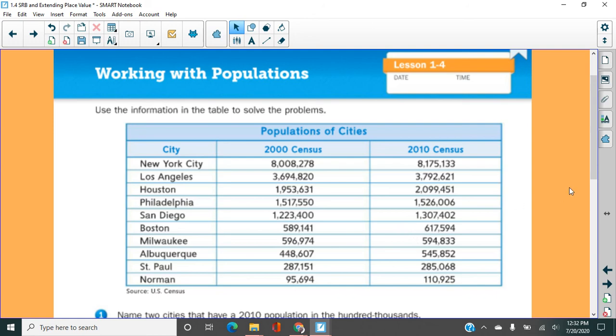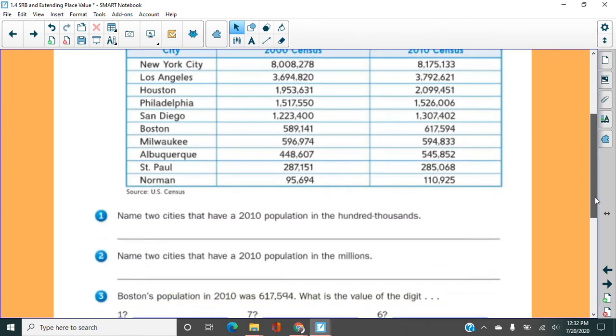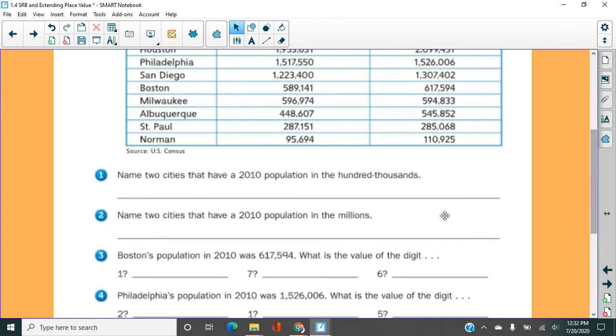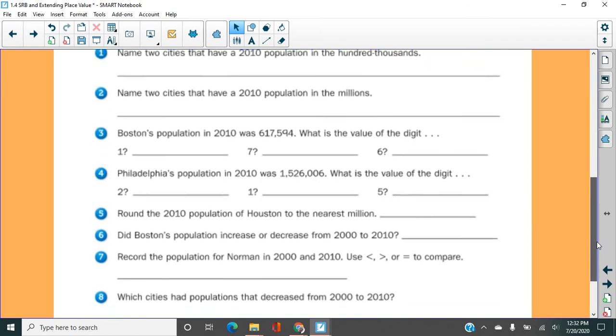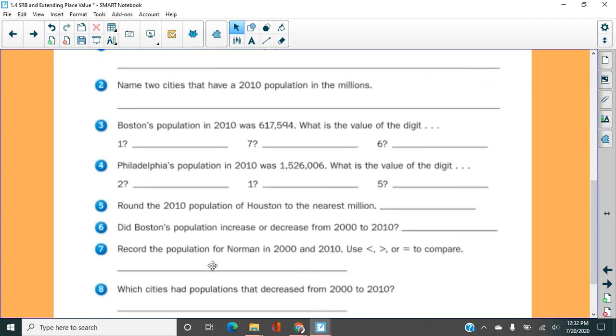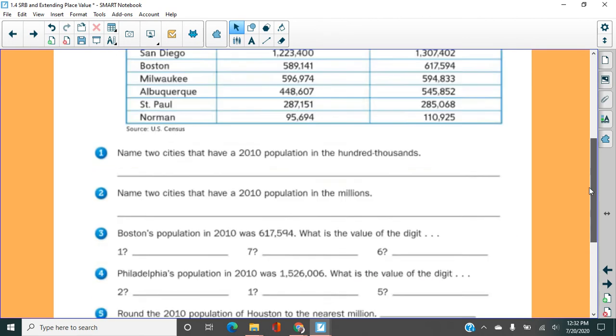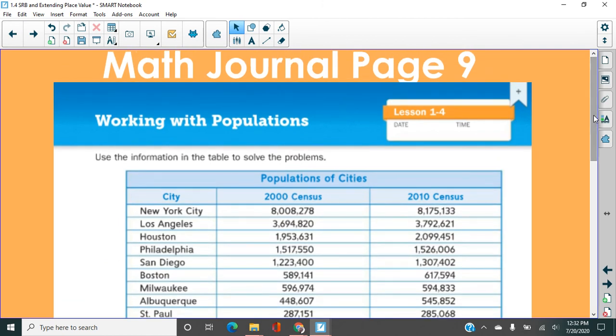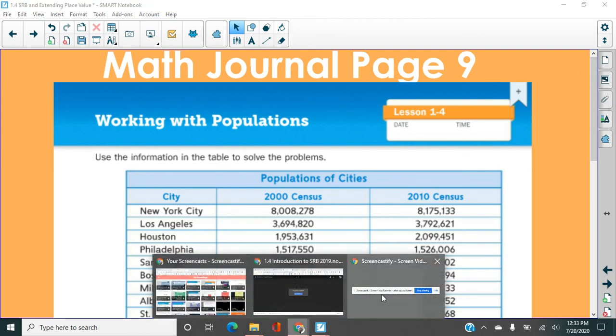Okay, so you have some questions here that go with this table where you are looking at the value of digits like we've been talking about recently, and then recording which is more using our greater than or less than signs. So all of those skills that we've been working on so far. So that's our lesson today. We did a tour of the Math SRB, and now you're going to use some data to practice the skills that we've been working on. All right, let me know if you need any help, and good luck.